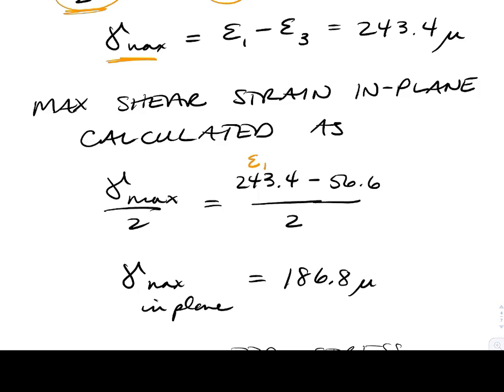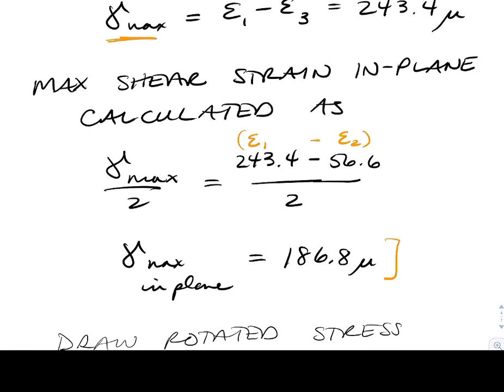In plane, we're going to use the biggest circle, right? We would use epsilon 1 minus epsilon 2 divided by 2. So in plane, we would have 186.6. The other one to check would be epsilon 2 minus epsilon 3, which would be a value of 56.6. So we'd be looking for the second biggest circle, right? In this case, that would be the in-plane maximum shear strain.